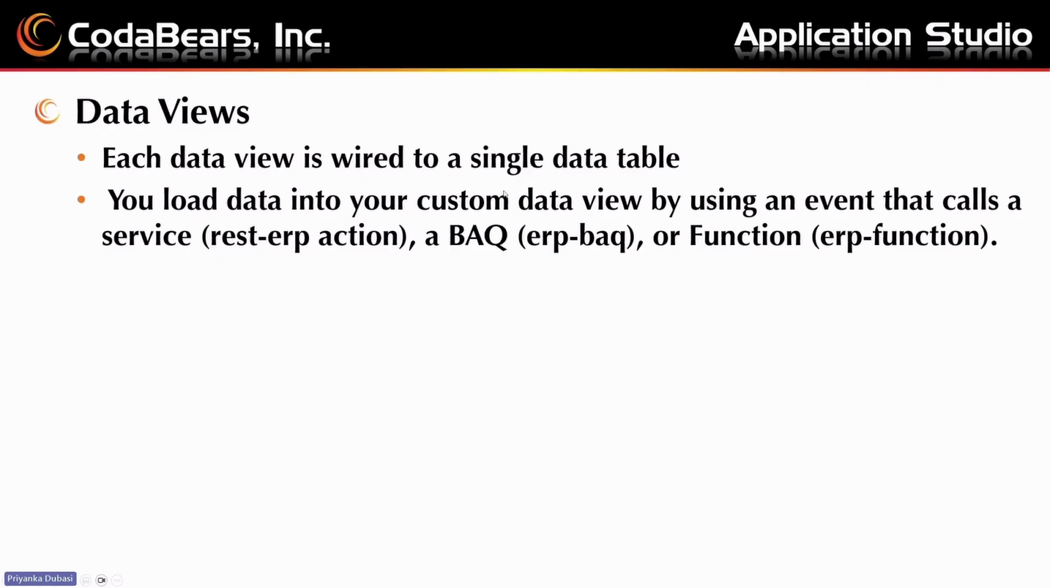So each data view is wired to a single data table, and then you load data into your custom data view by using an event that calls it. It could be from a REST ERP call, from your BAQs, or from your functions. You could also have a function returning back a data set, and then from that data set you can select the table that you want and create your own data view.